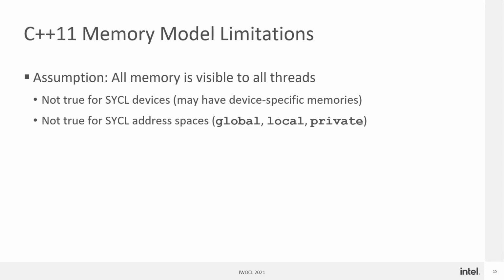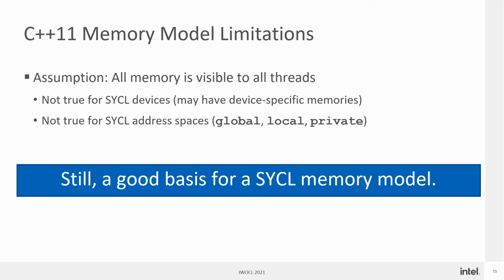So this seems really great, and it's tempting to say, we'll just use the C++ memory model as the SYCL memory model. Well, it turns out that the C++ memory model has some limitations. The biggest is that the C++ memory model assumes that all memory is visible to all threads, and that's not necessarily true for SYCL devices that may have device-specific memories, or for SYCL address spaces, like the local address space is only visible to work items in a workgroup, and the private address space is only visible within a work item.